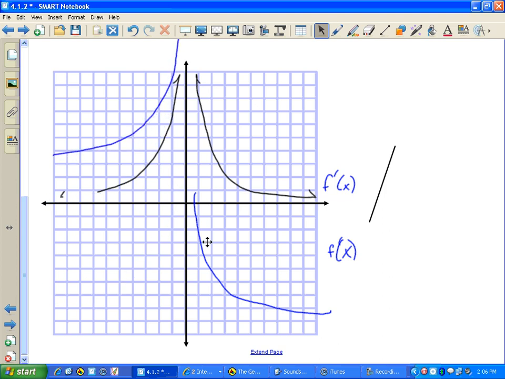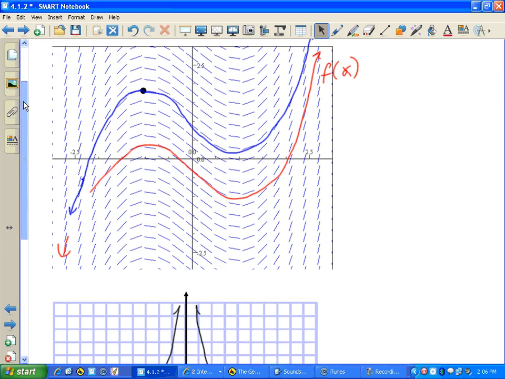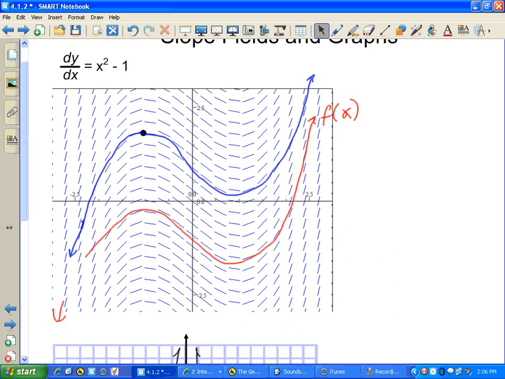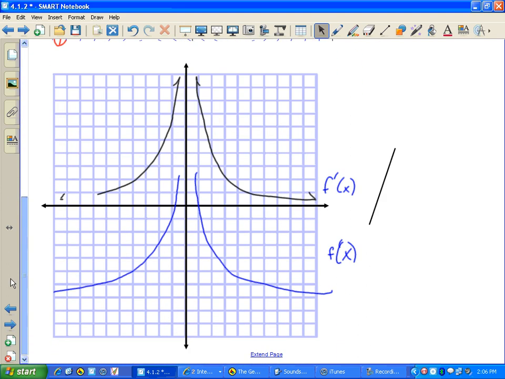Maybe I can even have one that's up here and one that's down here. I don't have any information that's going to tell me where the position actually is, or where the function actually is. And this kind of relates to our slope fields too, because I could have this function anywhere on this slope field. It's only if I have an initial condition that I can get the actual position of it.